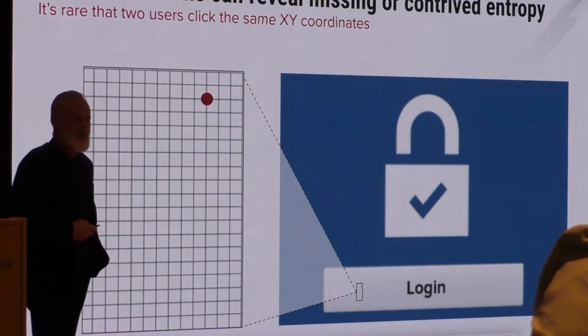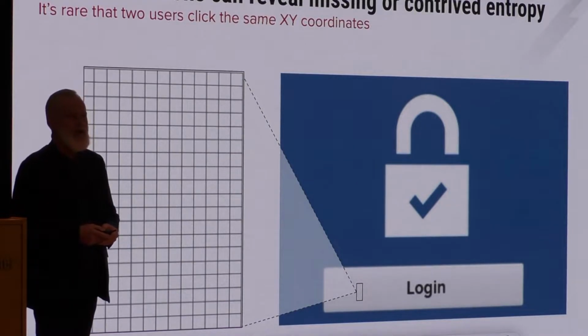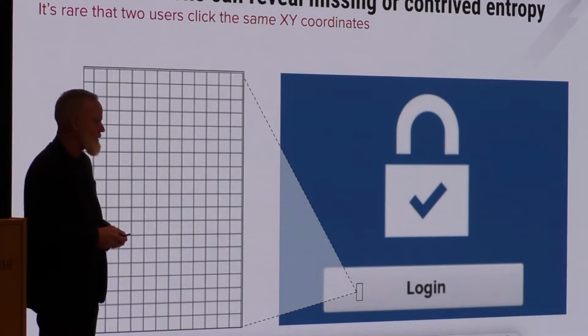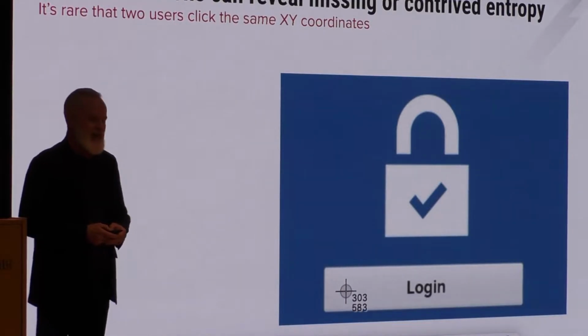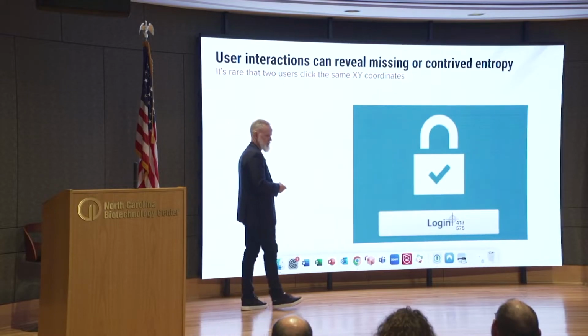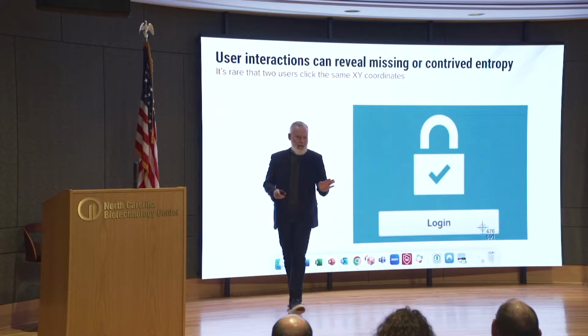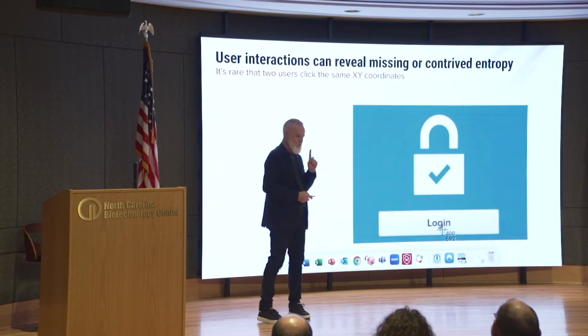Once you start collecting this sort of information, you can look for maybe the same XY coordinate being clicked over and over again. To give you an idea how unlikely that is, this is how my XY coordinate changes as I move my mouse around the screen. So the idea that 2 humans click the same XY coordinate, not going to happen. Bots do that. They do it regularly.